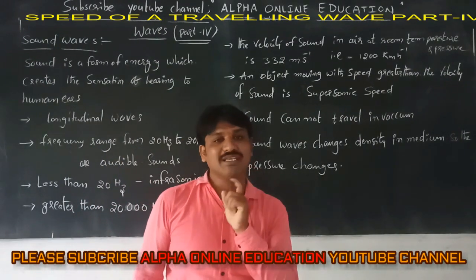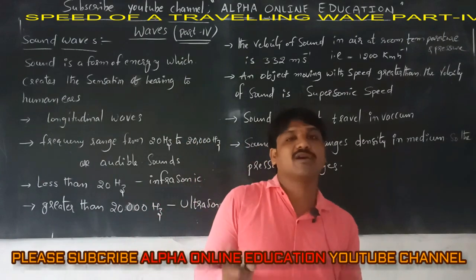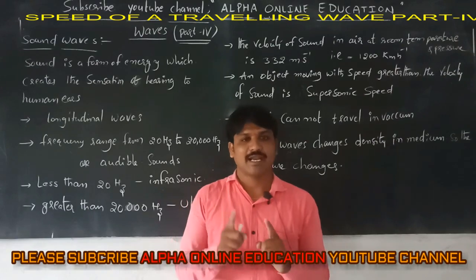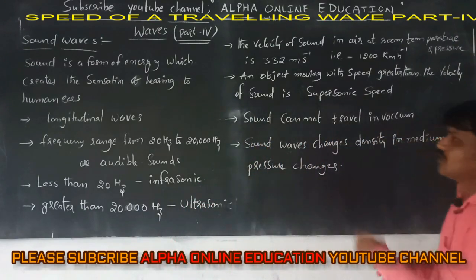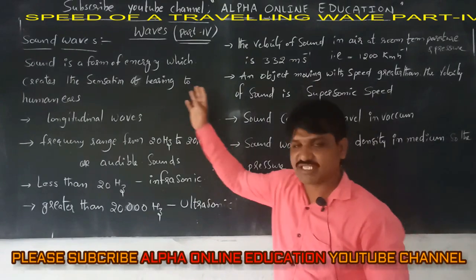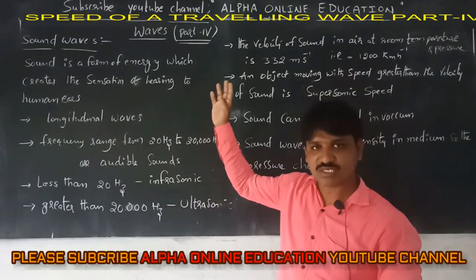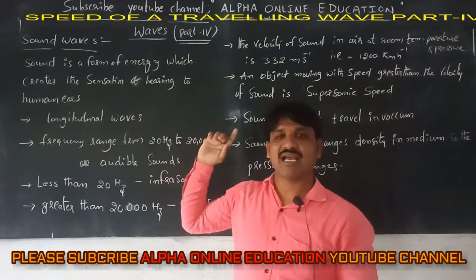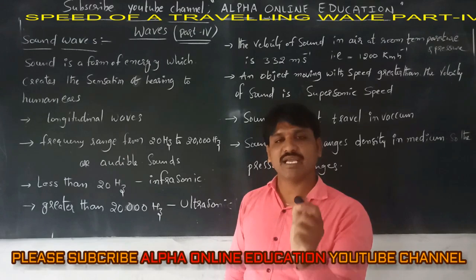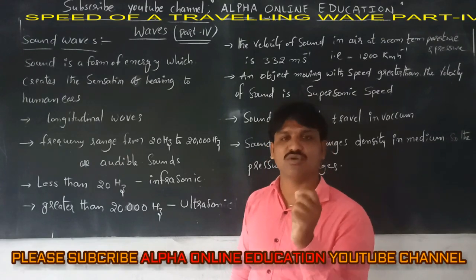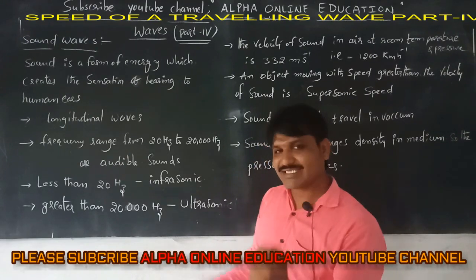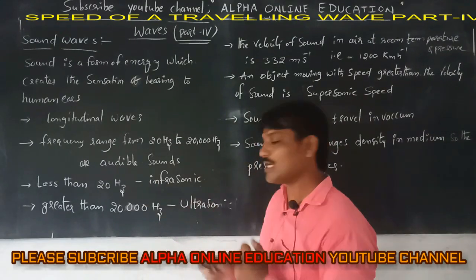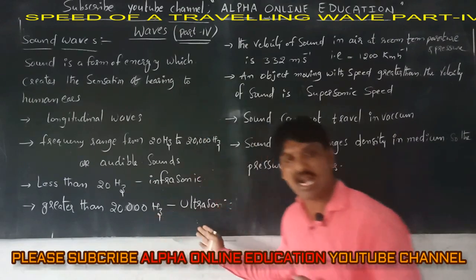Supersonic speeds. And one more thing: sound waves cannot propagate or travel without a medium. Sound is a form of energy which creates the hearing sensation in human ears. Sound waves are longitudinal waves, and sounds between 20 Hz and 20,000 Hz can be heard by the human ear. Sounds less than 20 Hz are called infrasonic, and sounds greater than 20,000 Hz are called ultrasonic.